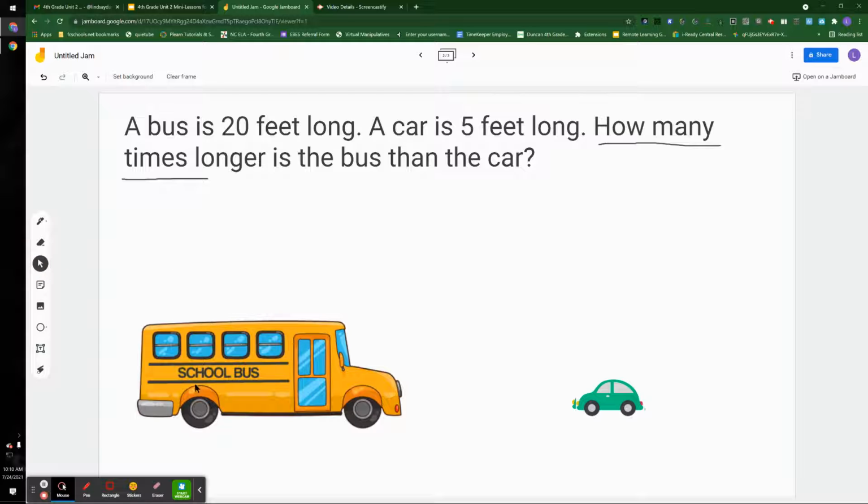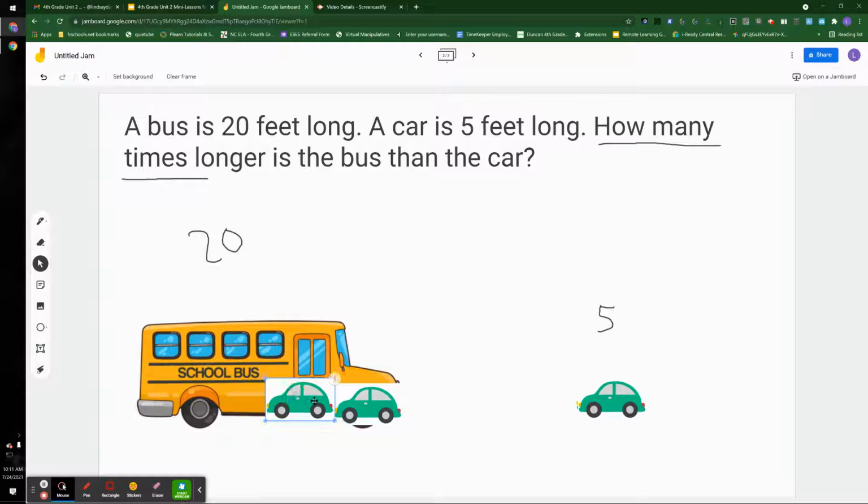It's telling us the length of the bus is 20 feet. So we know this is 20 feet long. It gives us the length of the car. We know the car is 5 feet long. But what we're trying to figure out is how many times longer this bus is than the car. Or in other words, how many cars of the same size I'm going to have to line up to equal the bus. That's what we're figuring out.